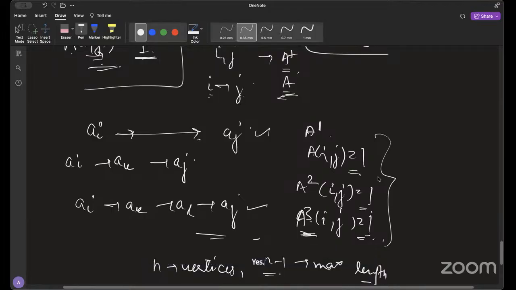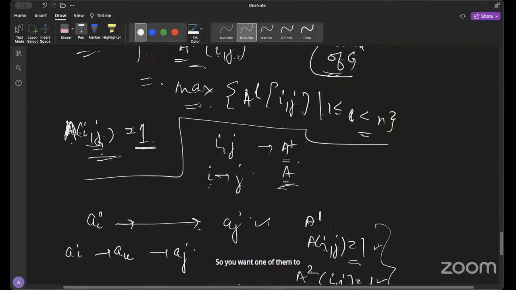Yes, ma'am. They can be simultaneously true, but you don't want them to be simultaneously true for there to be a path from I to J in the original graph. So you want one of them to be true. That's why we've taken a maximum here.